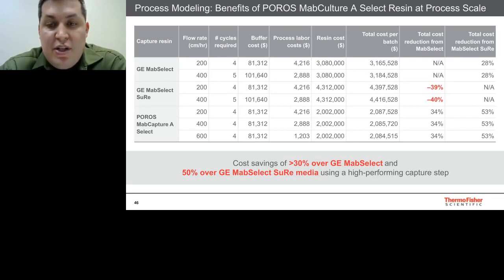In summary, regardless of the scale, there is a significant performance advantage and cost savings advantage when switching to the Poros MabCapture A Select resins.